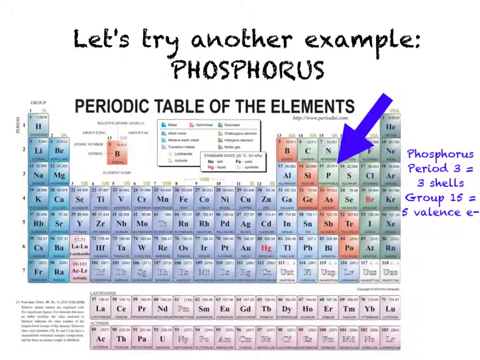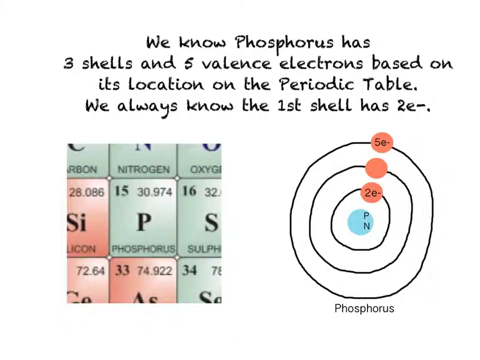Let's try another quick example. Phosphorus, here, we know it's in period 3, therefore it has 3 shells. We know it's in group 15, therefore it has 5 valence electrons. Okay, we know phosphorus has 3 shells because it's in the 3rd period. We know that it has 5 valence electrons because it's in group 15, based on its location in the periodic table.